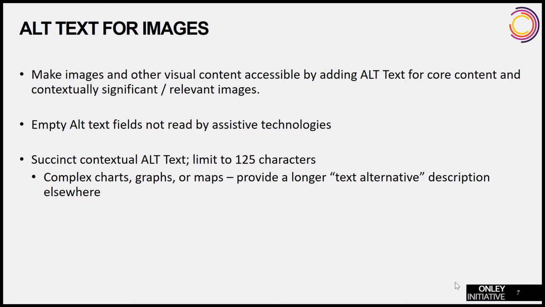For complex images such as charts, graphs, or maps that cannot be adequately described within the limits of an alt tag, a longer text alternative should be provided elsewhere. The alt text for the image should still describe the general content of the image, but the text alternative can be provided via a link to a separate web page that provides a longer description of the complex image. The link can be adjacent to the image, or the image itself could be linked to the long description page.